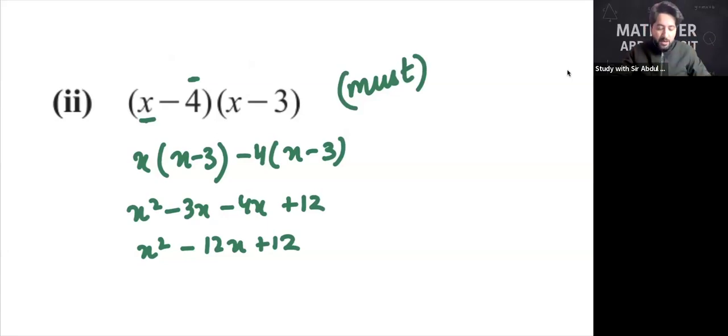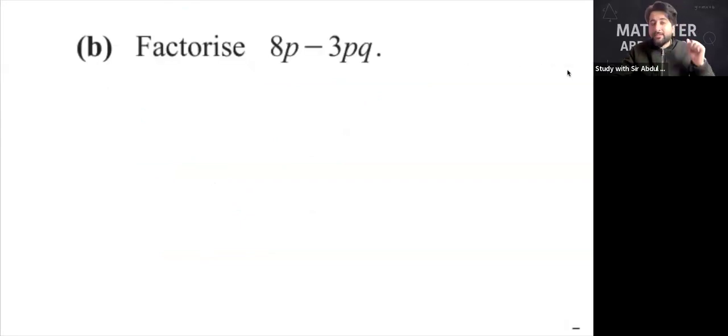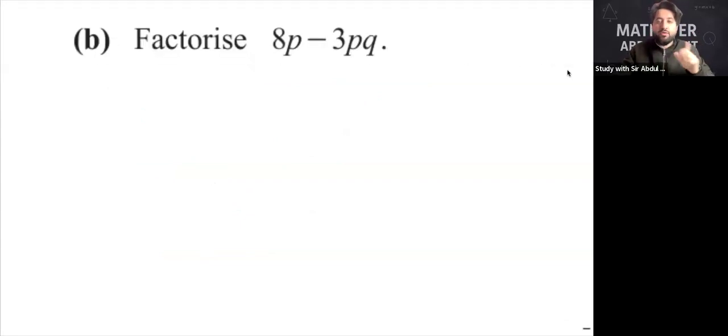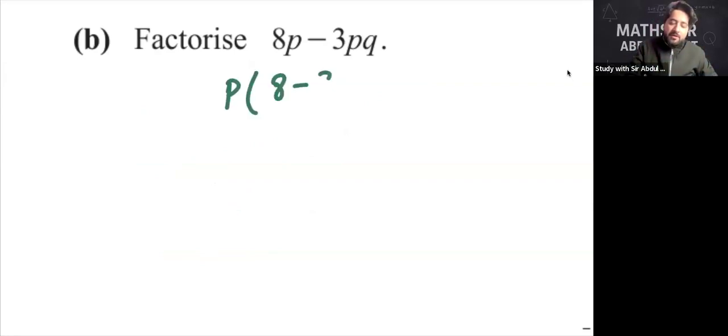Agree? Proceeding, it says factorize 8p minus 3pq. So we have something common. Yes, we have p common. So let me write p common. So it would be 8 minus 3q, done. Dusted, question finished. Let's proceed with the next part, because 8 minus 3q, they are different values. I cannot do anything with that. And if I multiply p again, I will get the question back, and that is not the intention of the question.